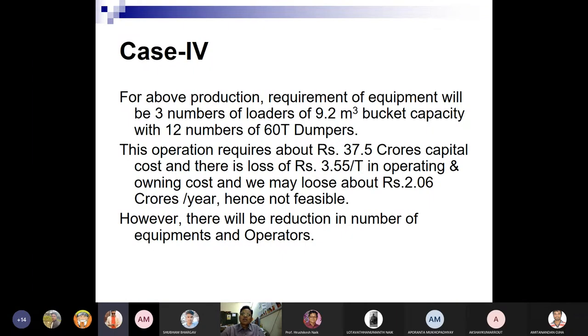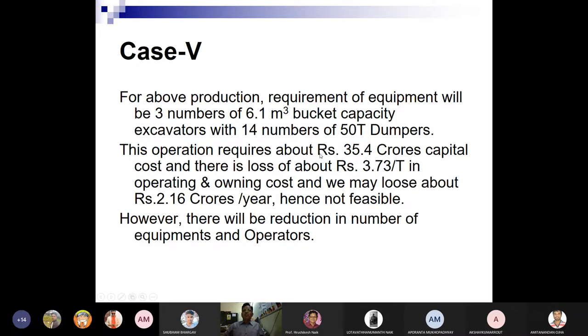Case 4: for the above production, the requirement of equipment will be 3 loaders of 9.2 cubic meter bucket capacity with 12 numbers of 60 ton dumpers. This option requires about 37.5 crores of rupees capital investment, and there is a loss of 3.55 rupees per ton in operating and owning cost, and we may lose about rupees 2.06 crores per year, hence not feasible. However, there will be reduction in the operators.